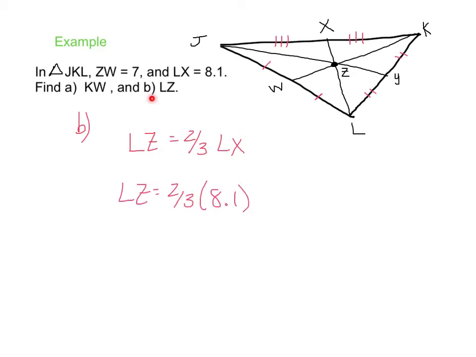We're looking for LZ, so we don't need to do anything more. Well, let's just multiply and simplify. So let's go ahead and type that into our calculator, and we should get 5.4. And thus we are done. This one is obviously much simpler than part A, but know how to do both of them and understand the key differences of why they are easier or harder.